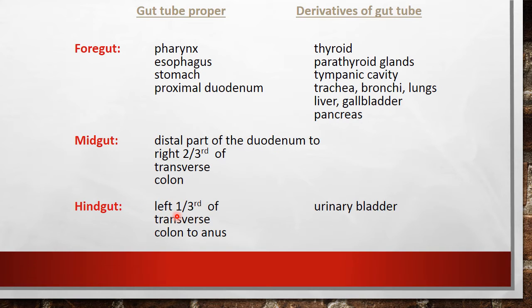And the hindgut structures are the rest of the gut, which is the left 1/3 of the transverse colon till anus, and also the endodermal epithelial lining of the urinary bladder, that is derived from the hindgut. So these are the structures that receive their blood supply from the inferior mesenteric artery from aorta, which is the artery of hindgut. So you must remember and memorize this table, that all the structures which are derived from foregut, midgut, and hindgut.